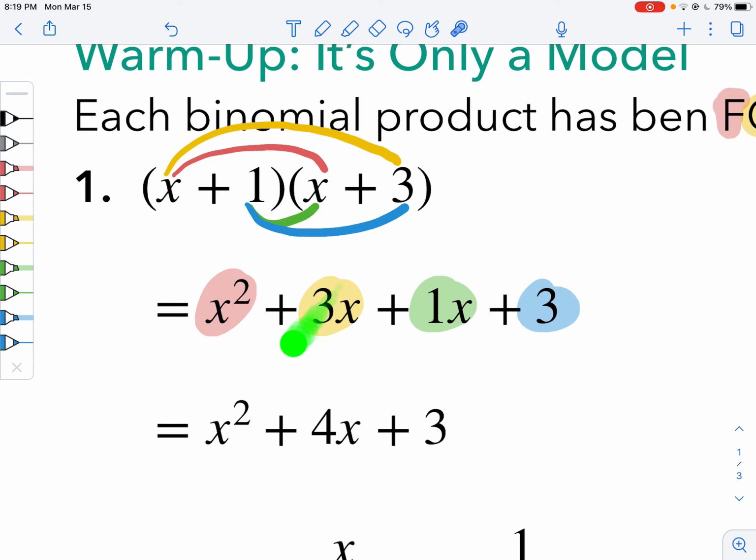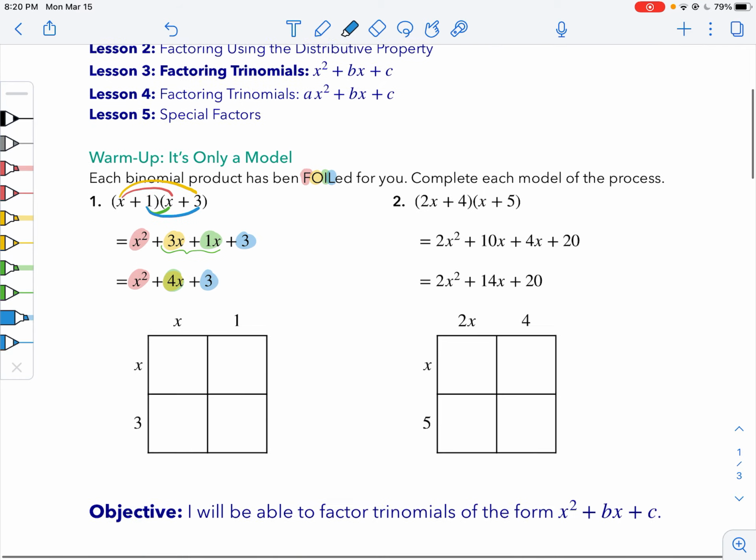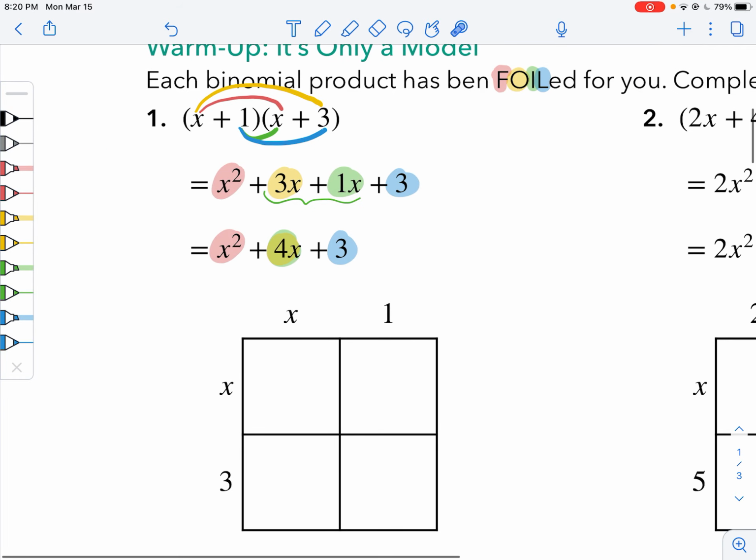So we have first, outside, inside, last, which adds up to x squared plus, and then 3x plus 1x gets 4x. So we could be blending them, kind of. I'm going to go with green to help you remember that they go together. Notice we start with our original guys: x plus 1 on top, x plus 1 times x plus 3 on the bottom.